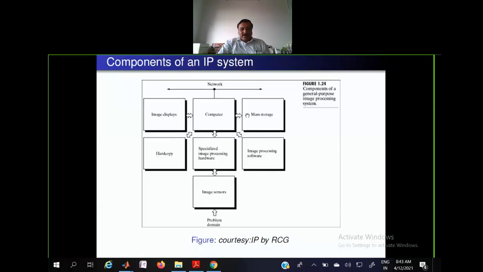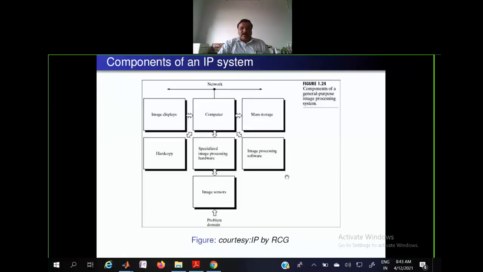And when I'm working with images, when I'm working with videos, I need to store the data, and you need mass storage because of the huge amount of data. So I need some mass storage devices, some hard disks which are capable of storing a higher amount of data. And it would be good if this system is connected to the network, so that you can use the network for communication. So these are the various components that are required.